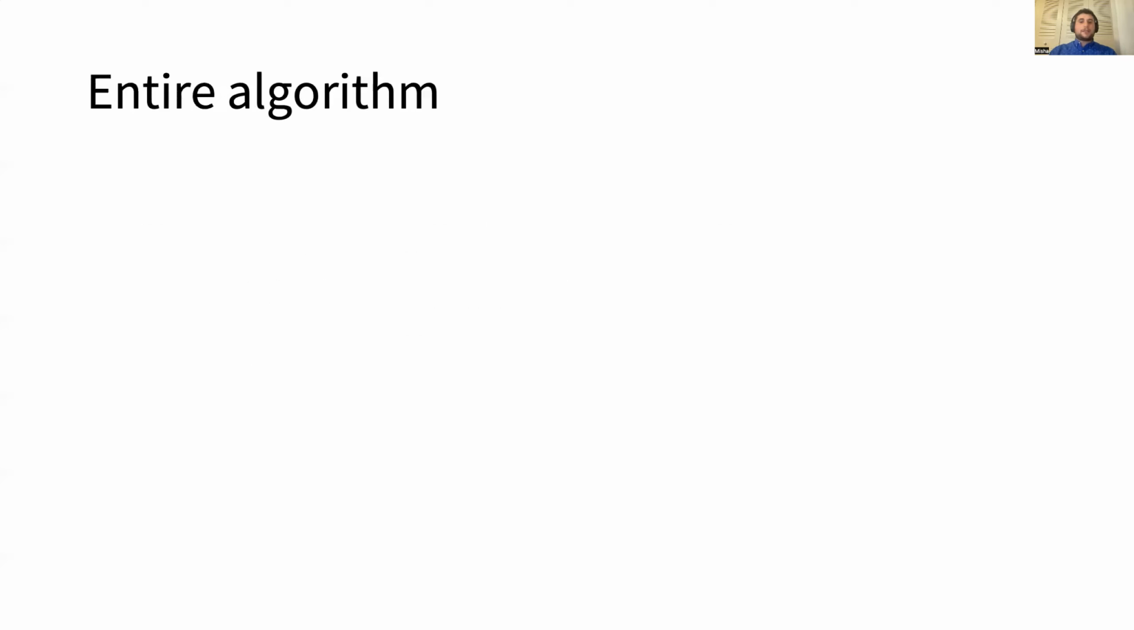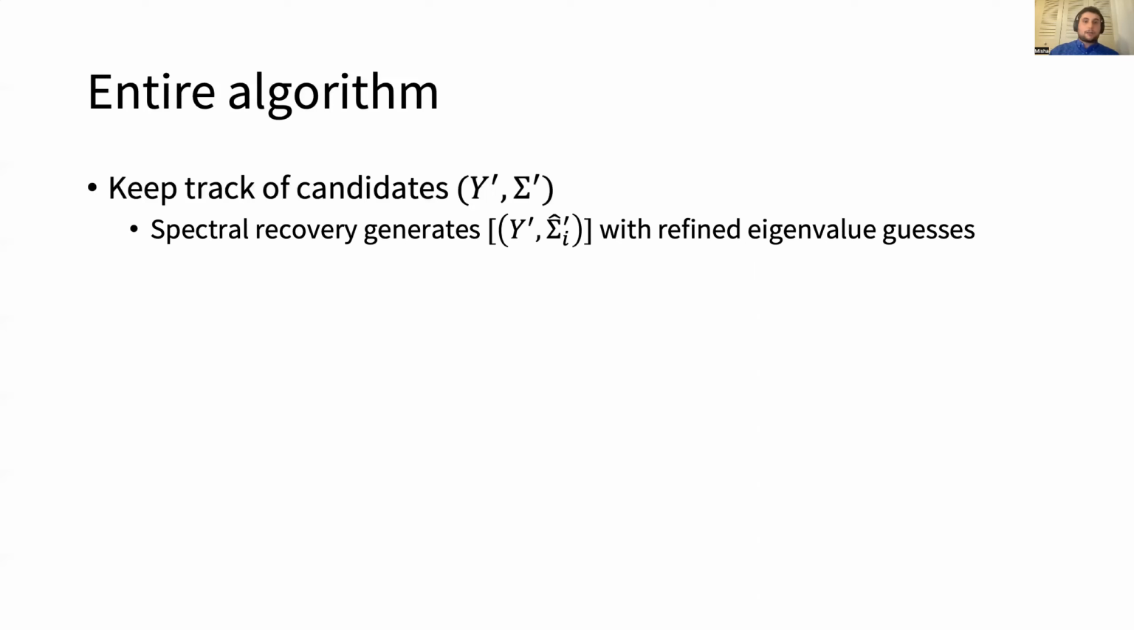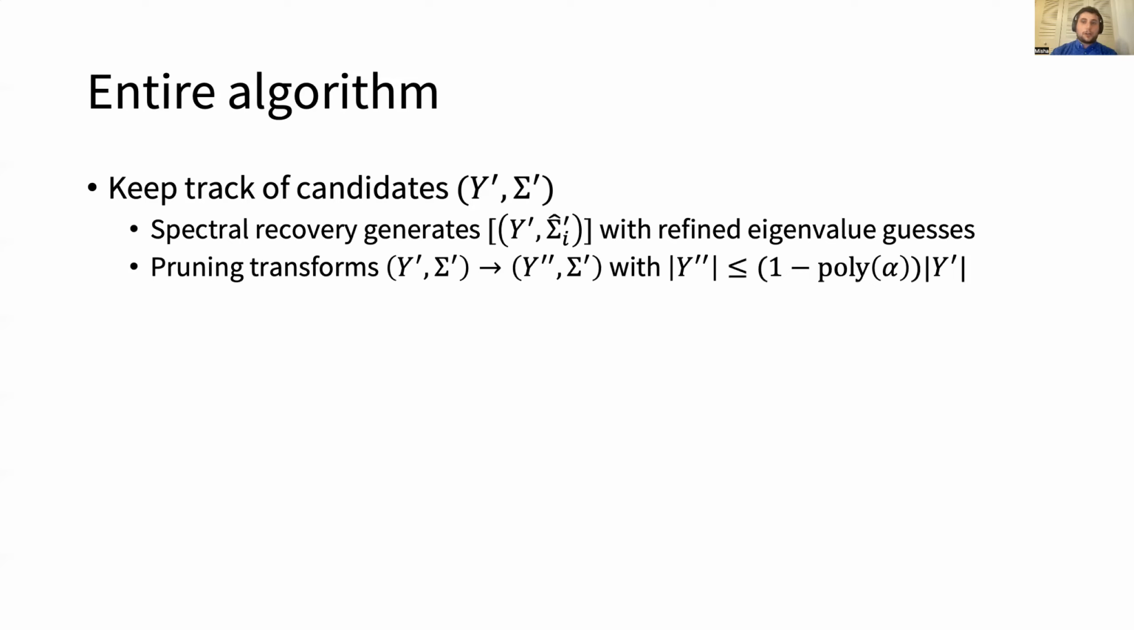So bringing this all together, we have the entire algorithm. Overall, we keep track of some set of candidates, Y primes and sigma primes. Instead of just keeping track of covariance matrices and possible candidates there, we keep track of also some set of Ys which certify that these covariance matrices might be good. Spectral recovery generates a new list, which takes a given Y prime and creates new covariance matrix candidates, which also have refined eigenvalue guesses, because that is the guarantee of course spectral recovery. Then pruning overall transforms this original pair Y prime and sigma prime to some smaller set of samples Y double prime, so that we prune away at least a polynomial in alpha fraction of samples.